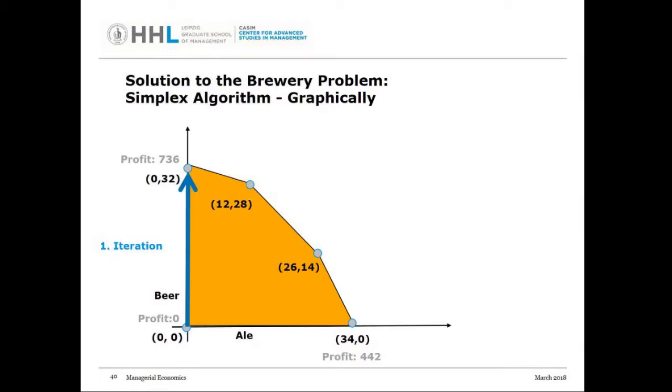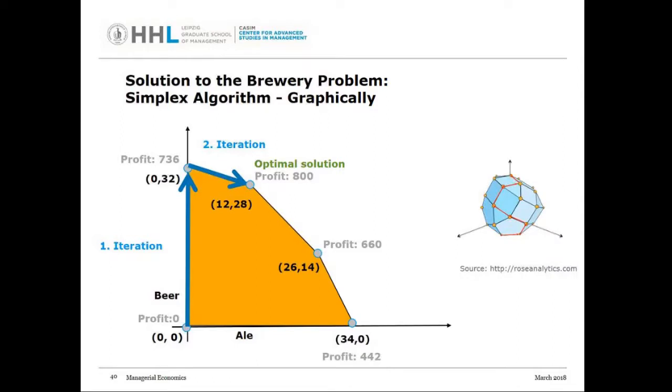Now we do the same calculation. The next neighbor is the point 12.28, and it improves the profit. So it looks for another one. It's lower. It stops over here. So the optimal solution is, this is the way the algorithm works.